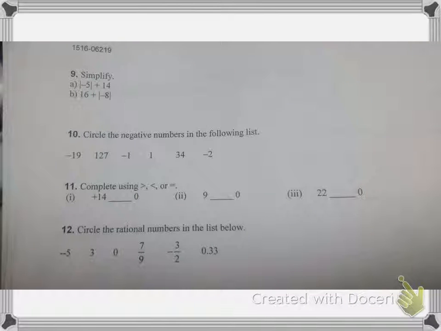For 9B, we have 16, and we're going to go ahead and add not negative 8, but we're going to go ahead and get how far is negative 8 from 0. And negative 8 is 8 spaces from 0. So when we get rid of the lines, we actually get rid of the positive and negative signs too. So 16 plus 8 simply equals 24.